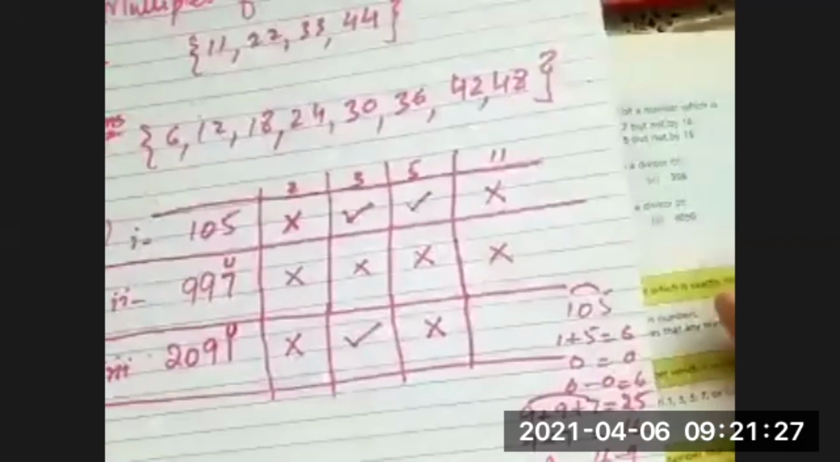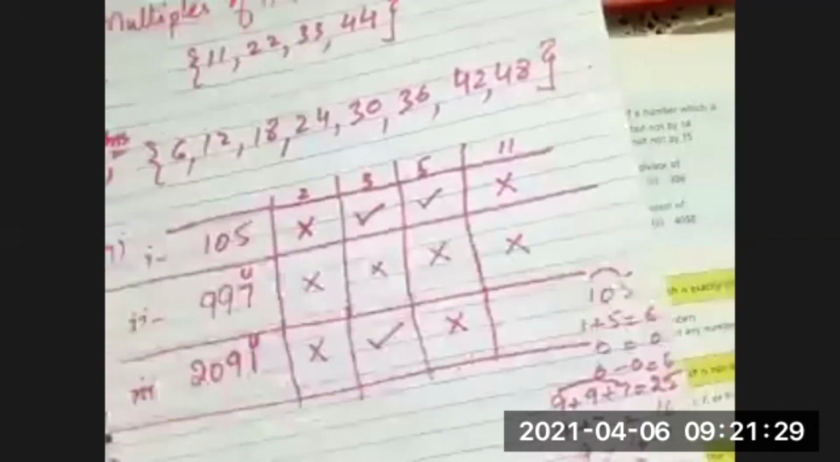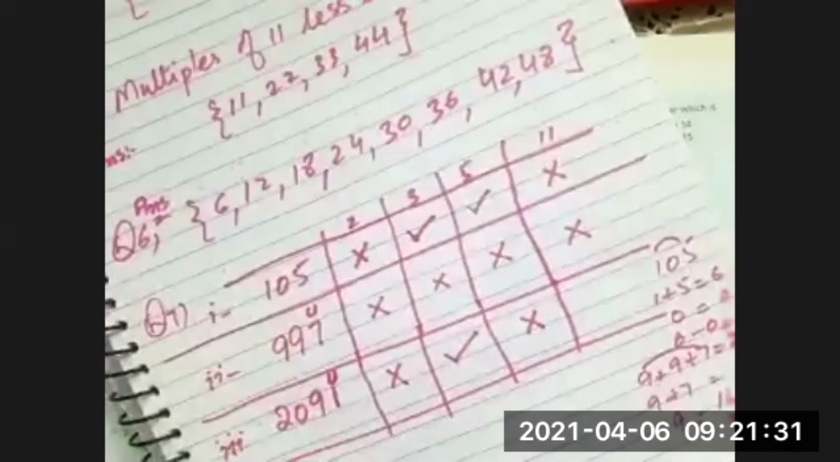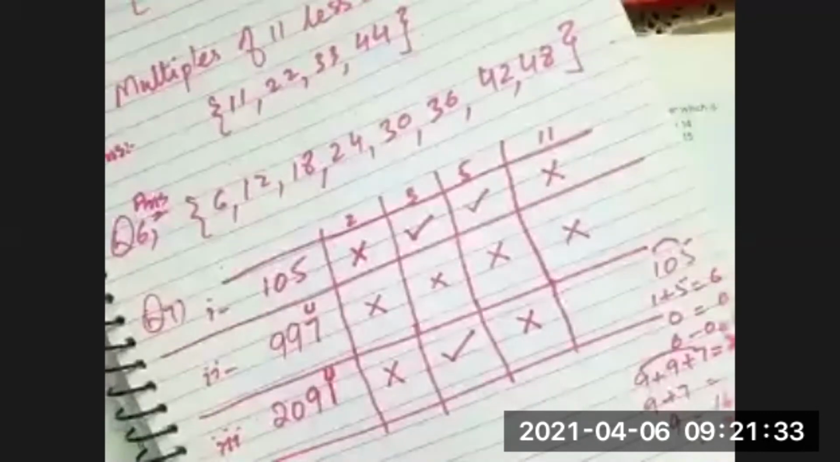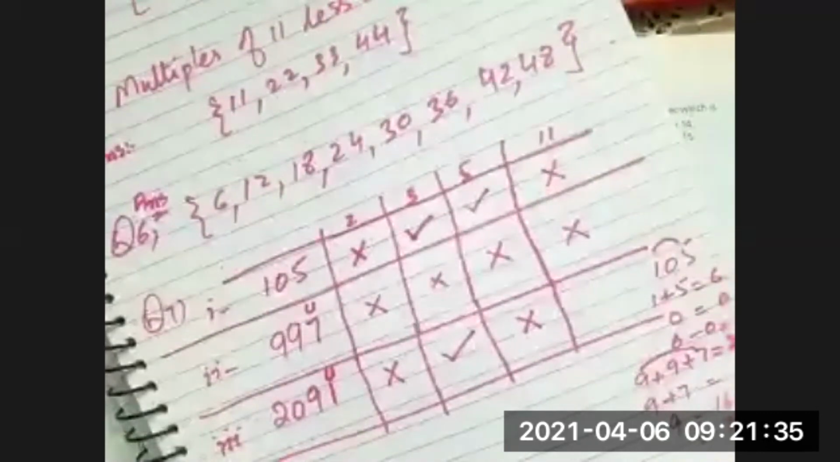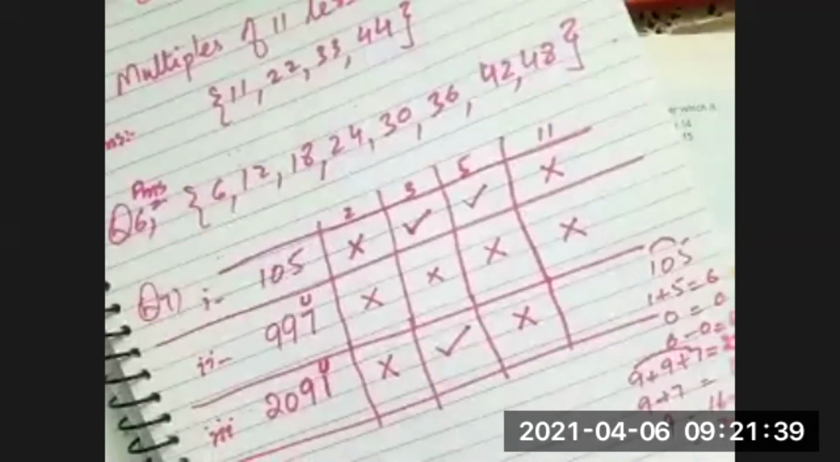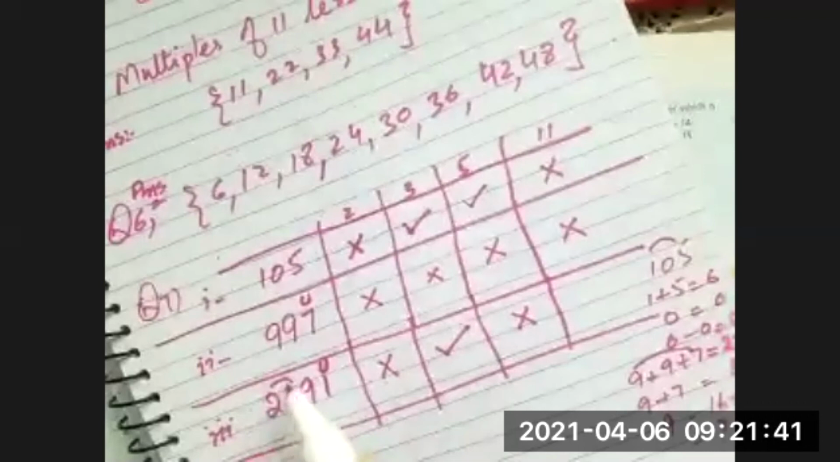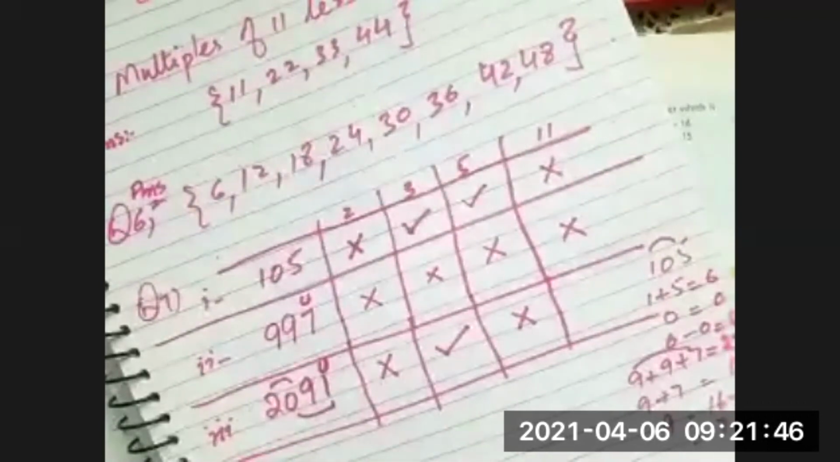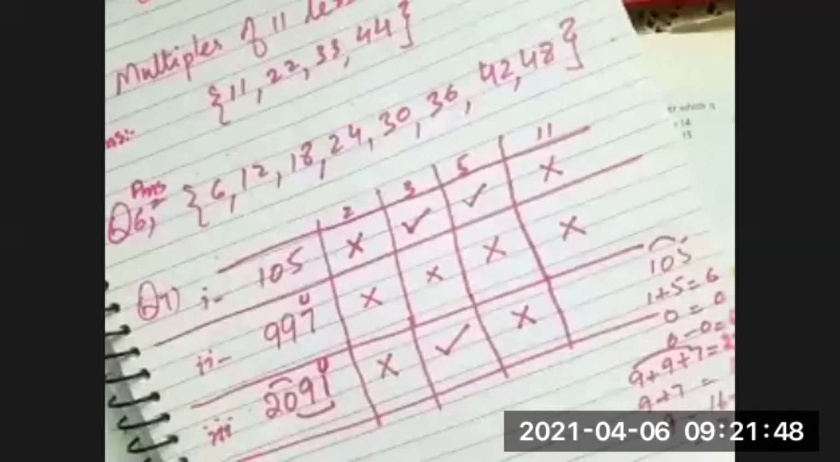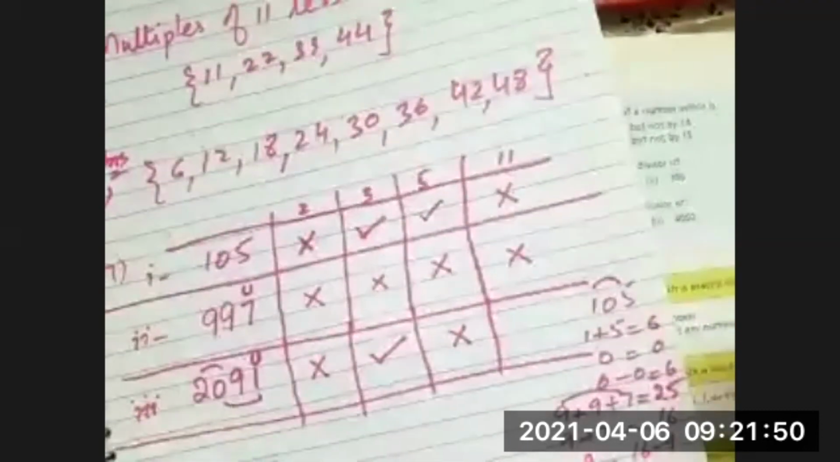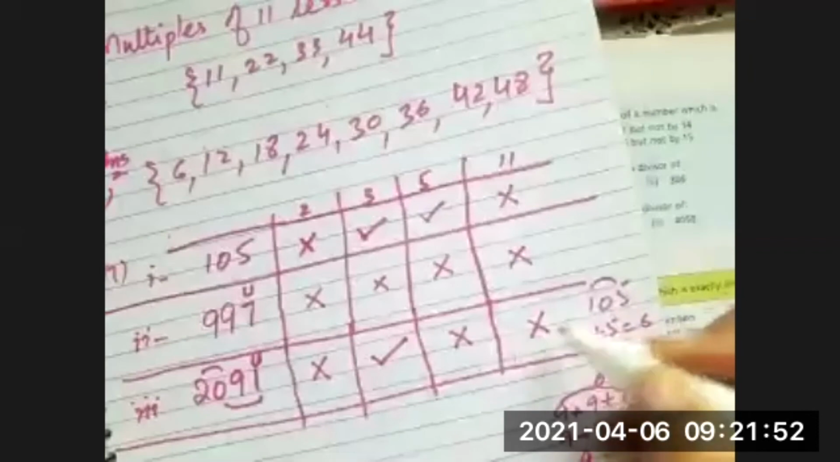Sum of alternate digits, rule of 11. Do the rough work. 2 plus 9, 11, and 0 plus 1. These are the alternate digits. Gives you 1. 11 minus 1 is 10. 10 is not a multiple of 11. So the number is not divisible by 11.